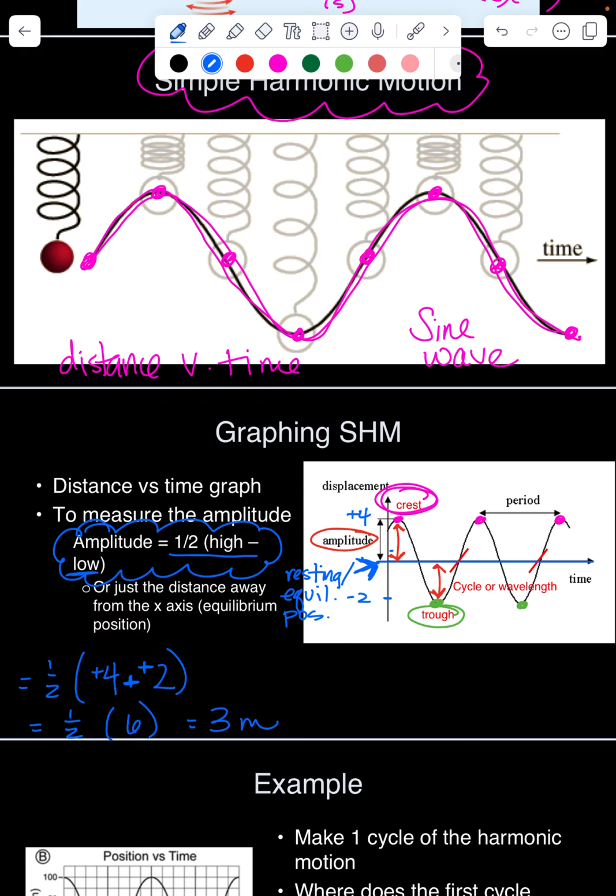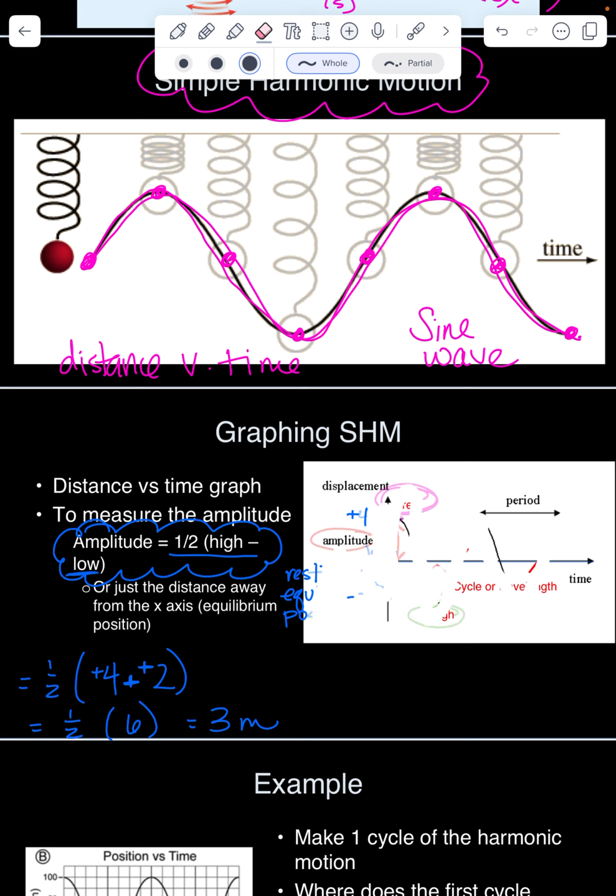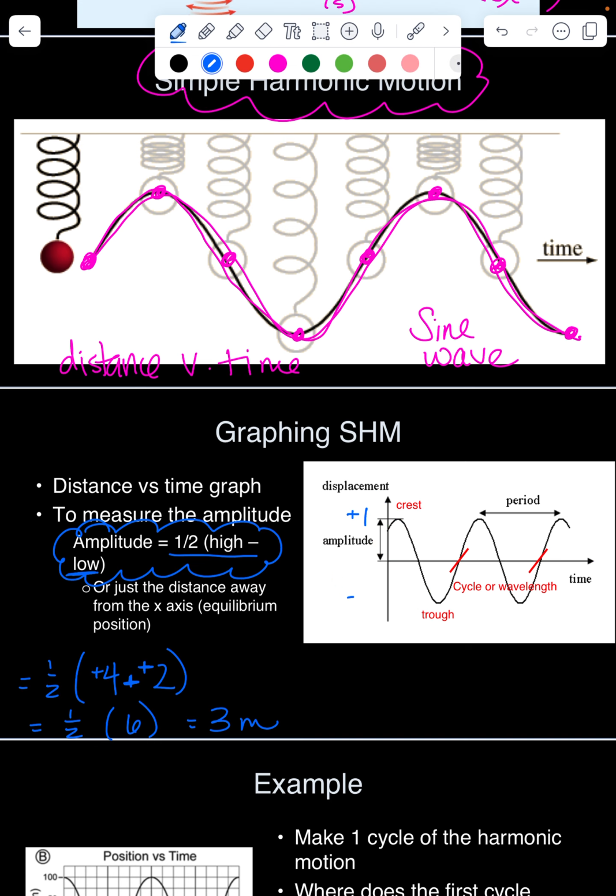All right, so our equilibrium position would have been at like 1 centimeter, because that means 3 above and 3 below. Okay, so the last thing that I want to talk about how to look at and measure on here is something called a wavelength.